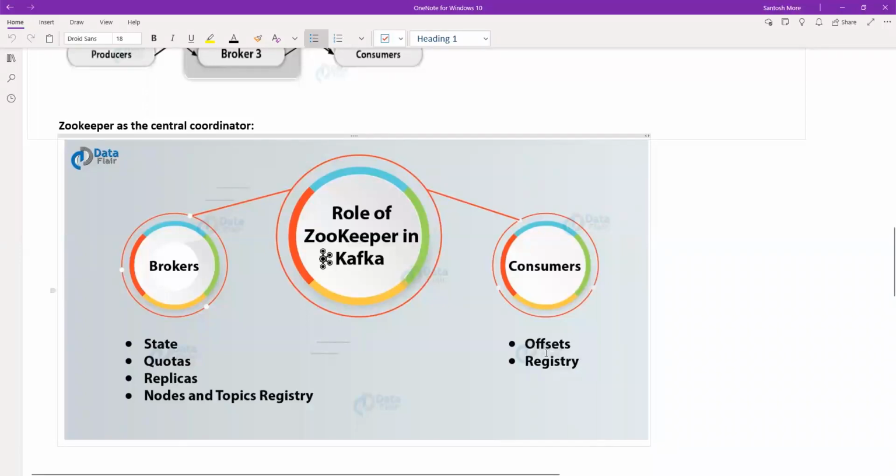One, it stores the state, as I discussed, whether a broker is alive or not, and the heartbeats. Based on the heartbeats, the actual state of the current broker is stored in the Zookeeper. That is one thing. And then also the quotas.